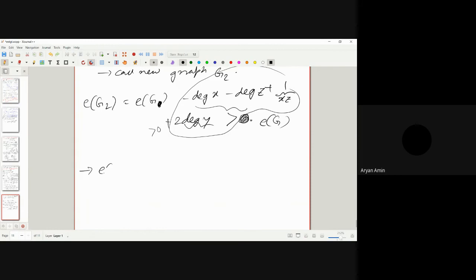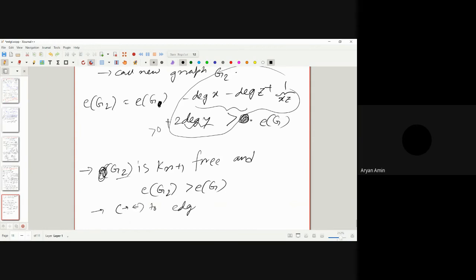G2 is K_{r+1}-free. This is the same thing, right? Because if the new clones are, let's say, y1 and y2, then any K_{r+1} can have at most one of y1, y2, and y, because they do not have edges amongst themselves, right? So G2 is K_{r+1}-free, and E(G2) is greater than E(G). So again, contradiction to edge maximality. So any questions regarding this proof? So we proved the claim, right?